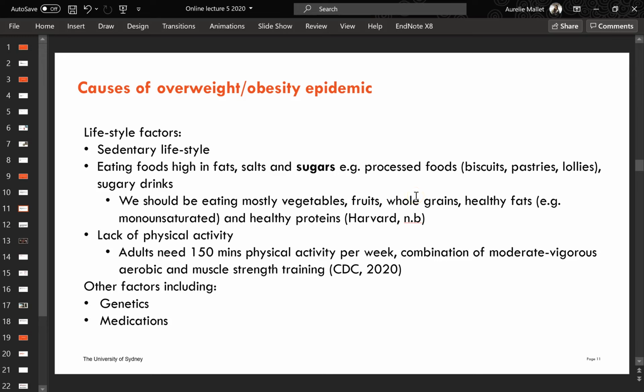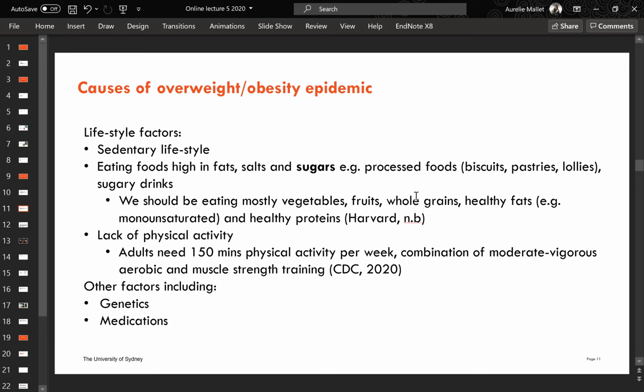Another reason as to why we are getting more overweight and obese is lack of physical activity. So according to the CDC, an adult needs around 150 minutes physical activity per week, and that's a combination of more cardio-based activities such as walking, and that's also different levels of intensity, so walking versus running. And we should also be doing a bit of muscle training as well, strength training, so doing things like push-ups, sit-ups, weights, and again different intensities, moderate to vigorous. So we should be doing all of that, but we are not getting enough physical activities. We are sitting too much and eating too much of the bad foods.